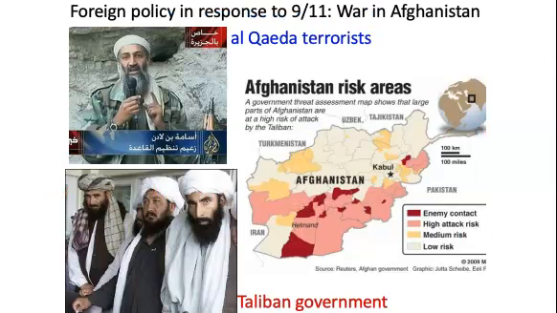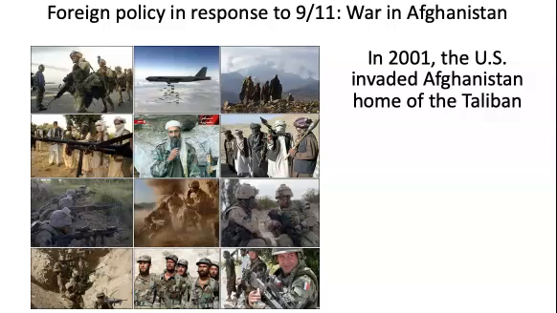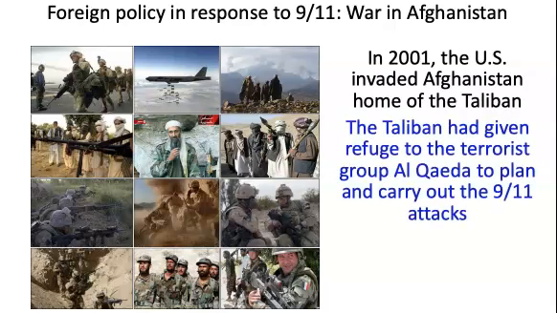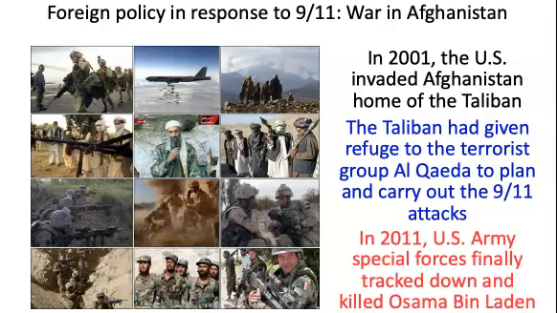Now, those Al-Qaeda terrorists were mostly located, funded, and trained out of the country of Afghanistan, where the local government called the Taliban had given them safe haven. As a result, in 2001, the United States invaded Afghanistan, home of the Taliban, since the Taliban had given refuge to the terrorist group Al-Qaeda to plan and carry out those 9/11 attacks. Later on, after a lengthy fight, the United States and Special Forces finally were able to track down and kill the Al-Qaeda leader, Osama bin Laden.